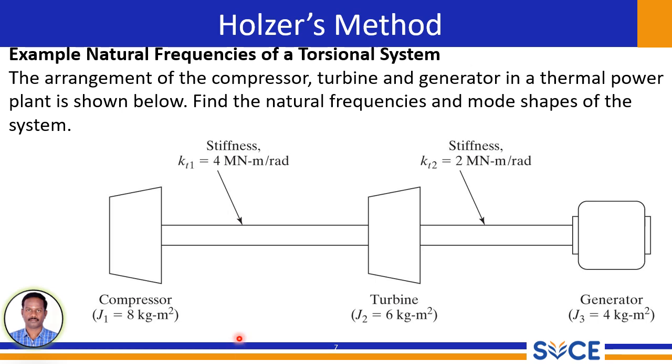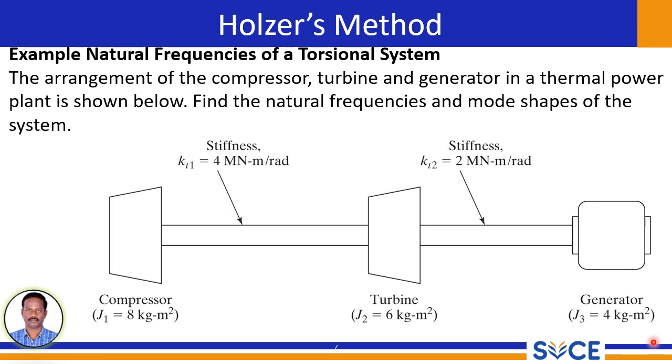Let's solidify our understanding of the Holzer method by considering another practical example. Consider the arrangement of a compressor, a turbine and a generator, which is available in a thermal plant as shown in the diagram. We have the moment of inertia for each component: the compressor is 8 kg m², the turbine is 6 kg m², and the generator is 4 kg m².